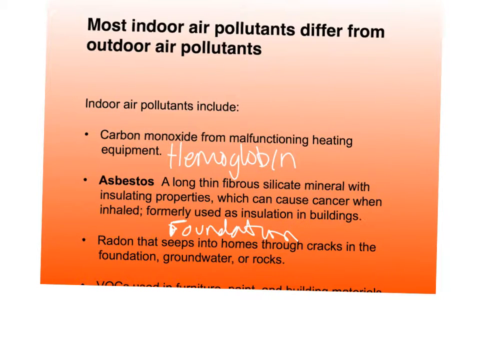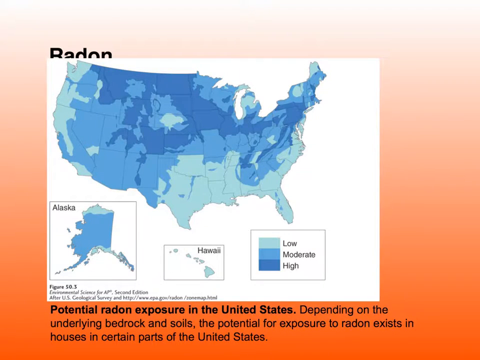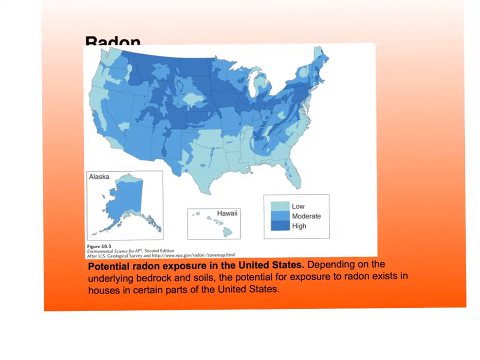Okay, all right, so here's radon. Let's look at radon again. So again, these dark blue areas, let's read. You have to be able to read graphs. You can practically pass the AP exam if you can read, right? So the dark blue, over here, this is where your risk of radon is going to be. Alaska too.